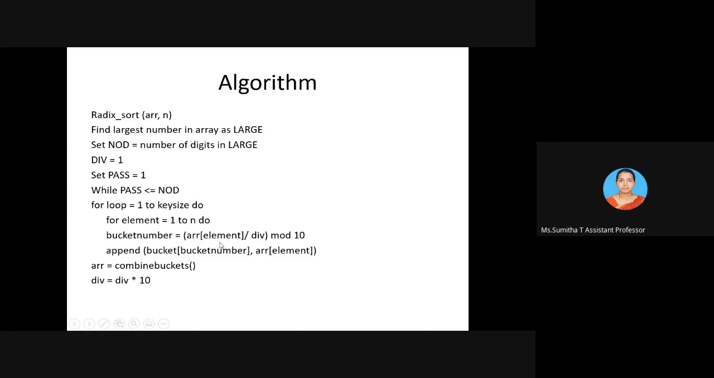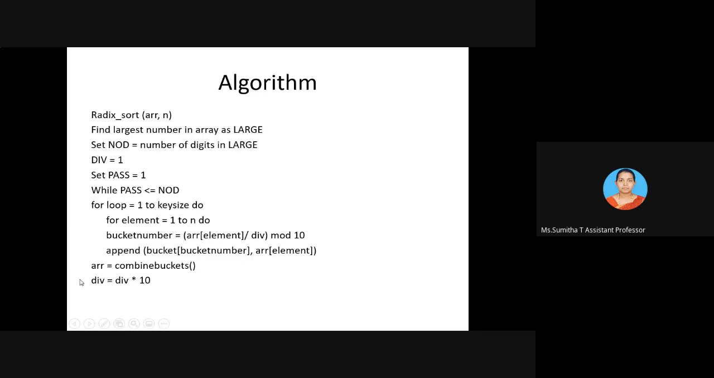How can we find it? Array of element, this is the original element, divided by div, where div is now 1, and mod 10. From that we find the bucket number based on the unit value, which is why the div value is 1. Once the bucket number is found, we append the particular element into that bucket. The array element is inserted into the bucket number found in the previous line, so bucket of 0 or bucket of 1 up to bucket of 9.